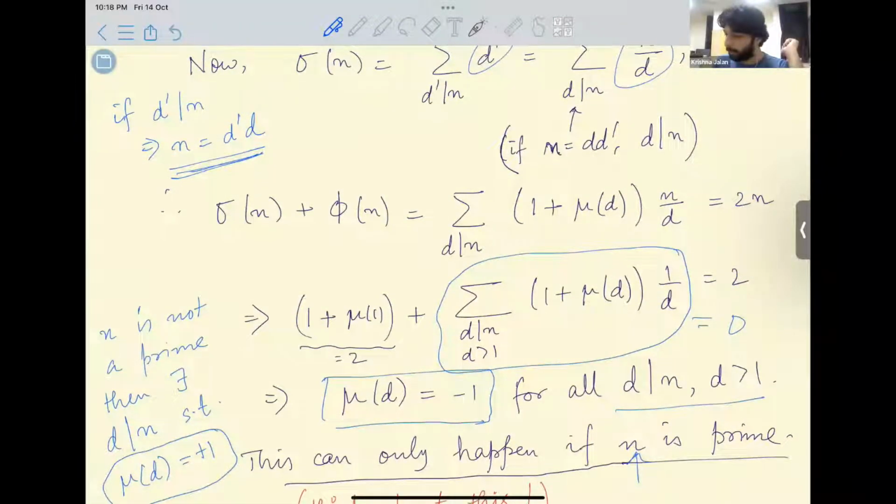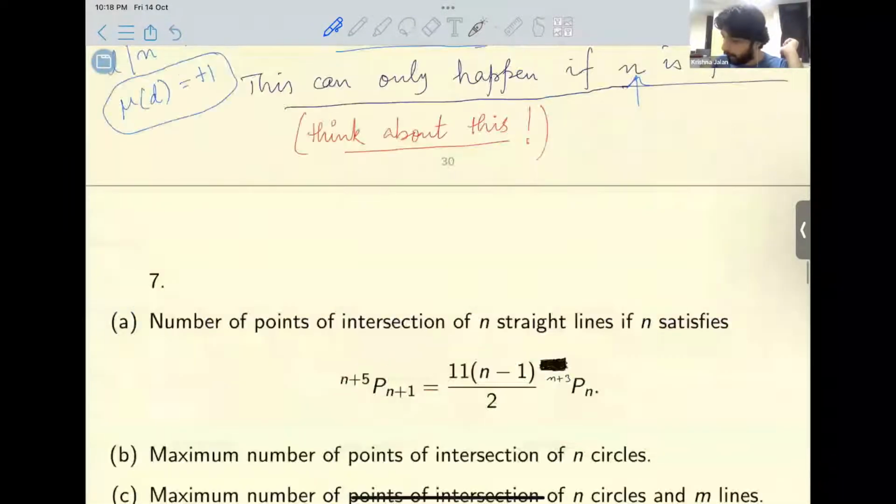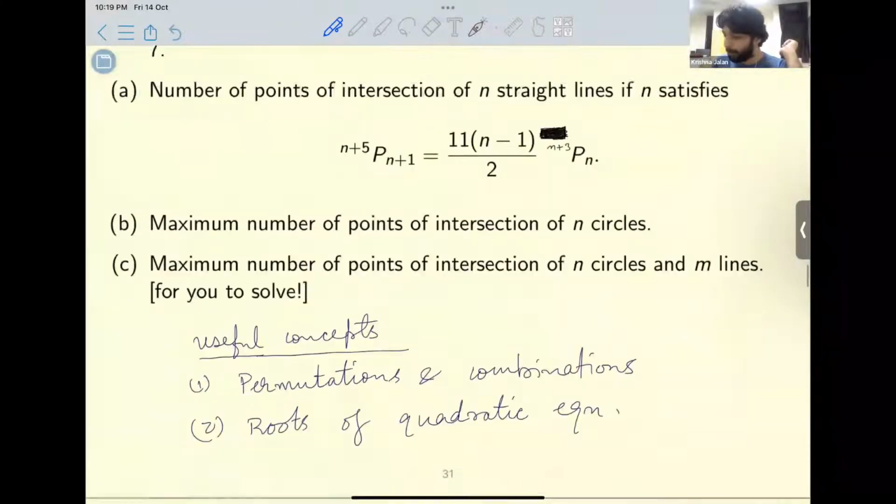Okay. How am I doing on time? It's only 10 minutes left. Okay. Fine. Yeah. We're not even halfway through.